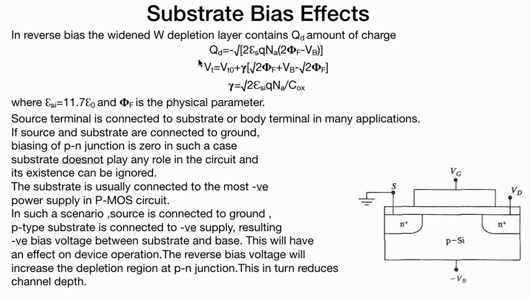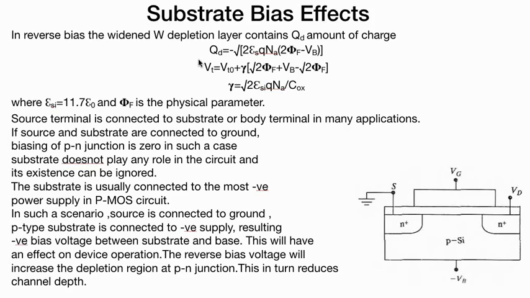Now what was gamma? Gamma is a constant, under root of 2 epsilon_Si q N_A by C_ox. Now epsilon_Si is 11.7 times epsilon naught and phi_F is a physical parameter. Okay. The source terminal is connected to the substrate or the body terminal in many applications.